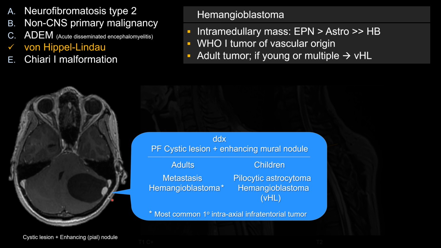For kids, the cystic lesion with enhancing mural nodule, most likely it will be pilocytic astrocytoma. Again, if the kid has Van Hippel-Lindau, then I will be thinking about hemangioblastoma, especially a cystic lesion with a relatively small enhancing mural nodule that abuts the pial surface. So those are the differential diagnoses for posterior fossa cystic neoplasm or cystic lesion with an enhancing mural nodule.